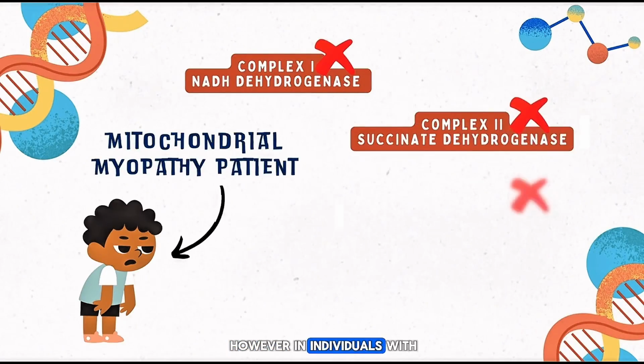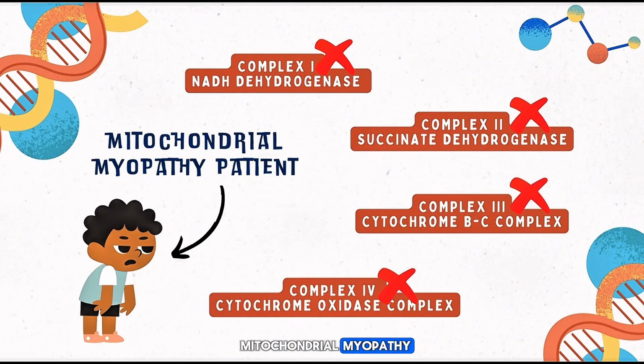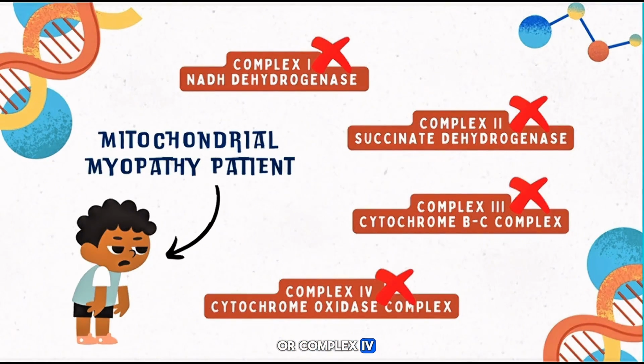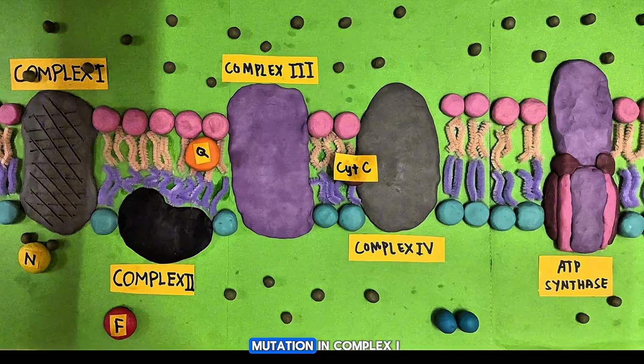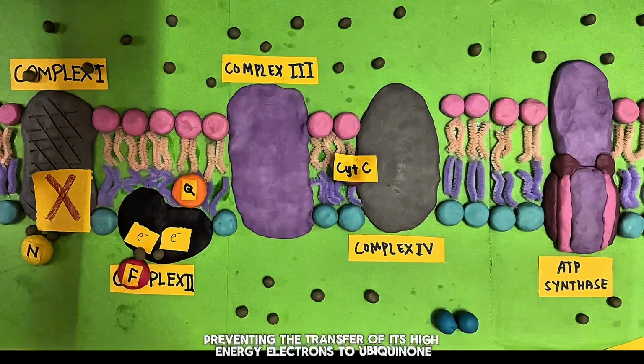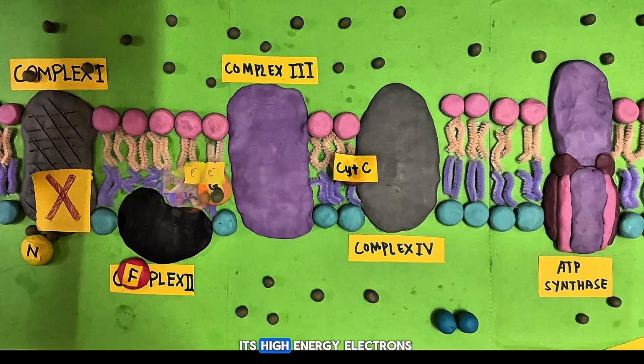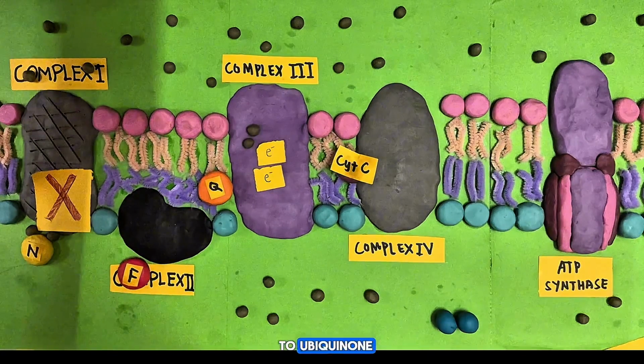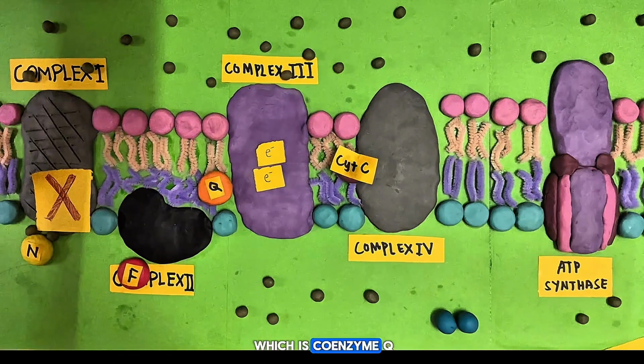However, in individuals with mitochondrial myopathy, ATP production is reduced due to mutations in one or more components of the ETC, commonly in complex 1, complex 2, complex 3, or complex 4. In this case, a mutation in complex 1 disrupts the oxidation of NADH, preventing the transfer of its high-energy electrons to ubiquinone, which is coenzyme Q.